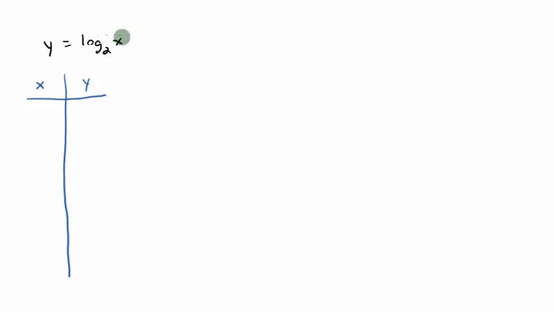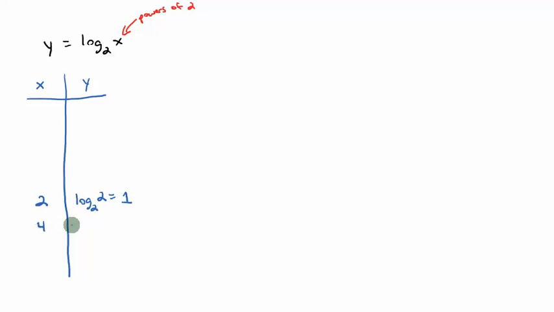and when you're setting up your table here, the x values that you want to plug in here are things that you can easily take a log base 2 of. And in this case, you want to put in powers of 2. 2 to the first, 2 squared, 2 to the third, 2 to the 0, etc. So I'll start with an x value of just 2. Then y would be log base 2 of 2. And I know that 2 to the first power equals 2, so this equals 1.